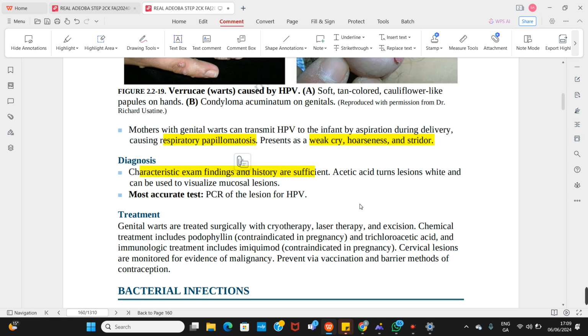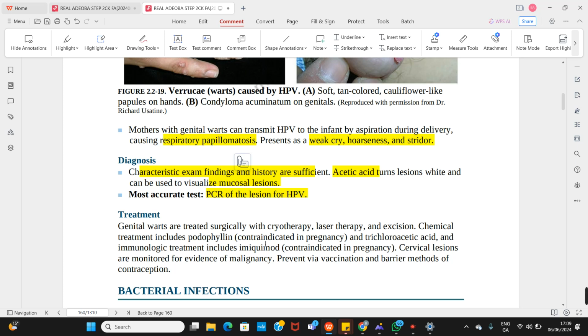to distinguish it, you can stain it with acetic acid. So it's going to turn white, particularly to visualize the mucosal lesions. So they are going to turn white by the time you apply acetic acid. The most accurate test is to do your PCR of the lesion, sequencing for your human papilloma virus. Yeah. So how do you treat?